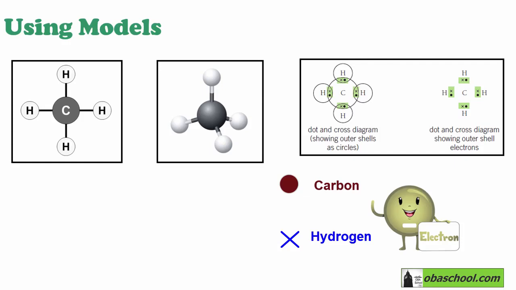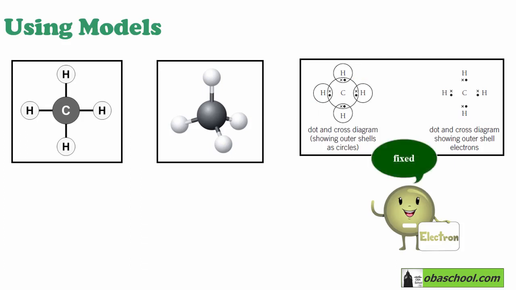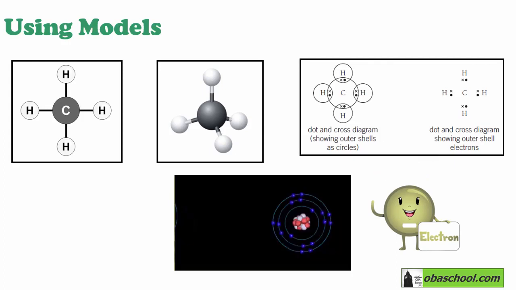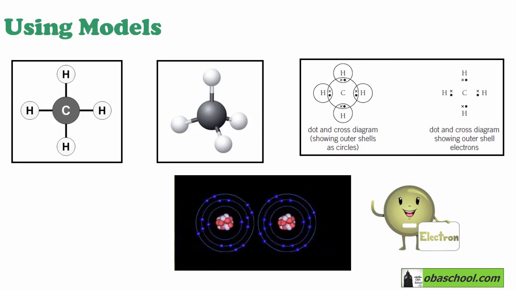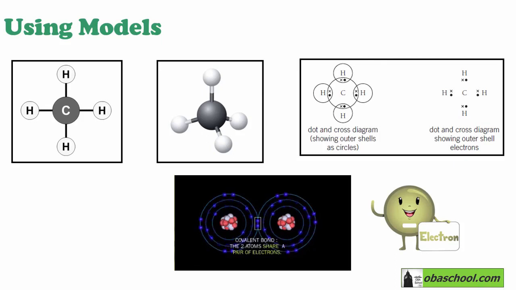However, to differentiate between them and to make representing the bonding between carbon and hydrogen easier, we can use dot and cross diagrams. The circles over here show outer shells. These diagrams show electrons as fixed in positions between the two atoms. However, now we believe that electrons in covalent bonds are constantly moving. But on average, they are found most of the time between the two nuclei of the atoms they are bonding together.